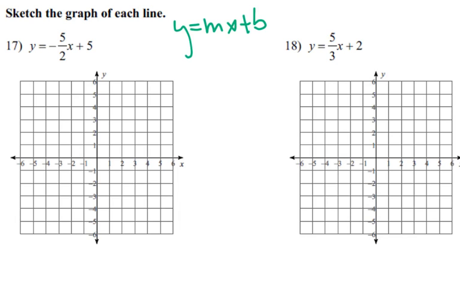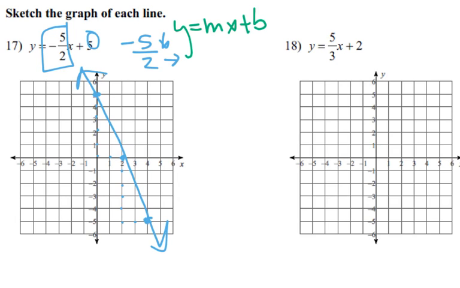Okay, so y-intercept of plus 5, I go up to positive 5, draw my point, slope of negative 5/2. Negative 5 divided by 2, down 5 to the right 2. So down 1, 2, 3, 4, 5 to the right 1, 2. Down 1, 2, 3, 4, 5 to the right 2. And there is our graph. Simple as that, guys. Just take that y-intercept on the y-axis, put it there.